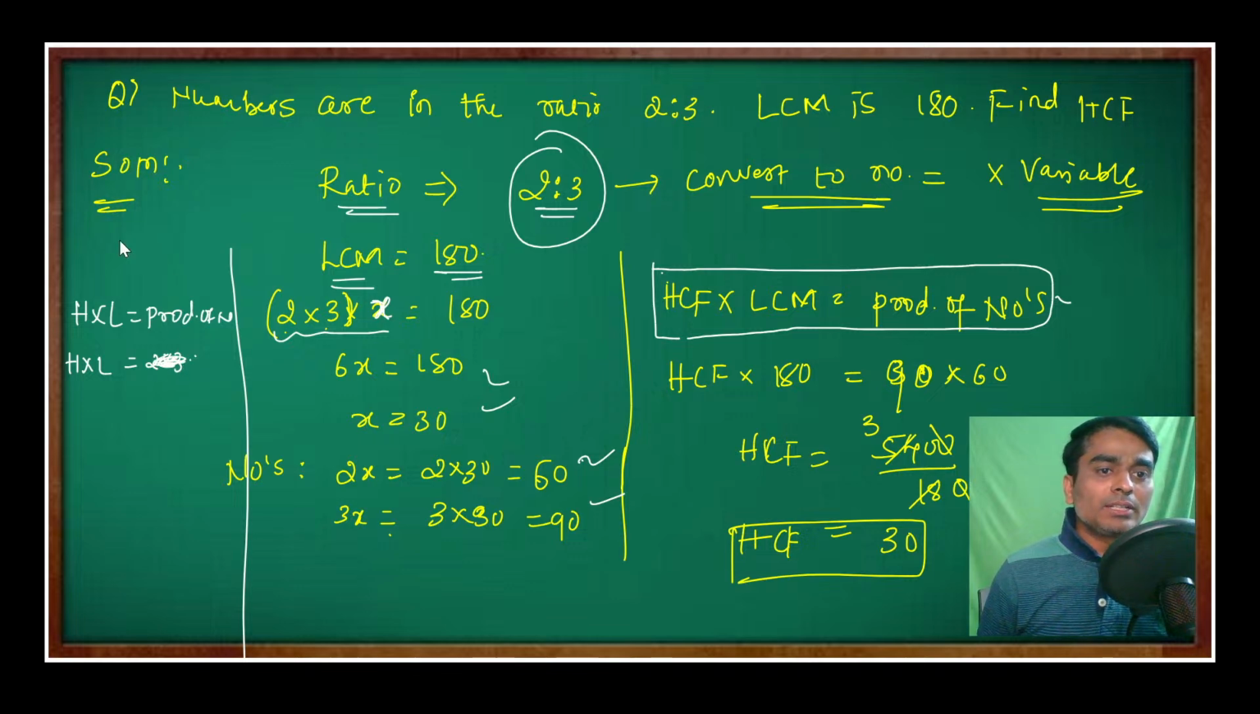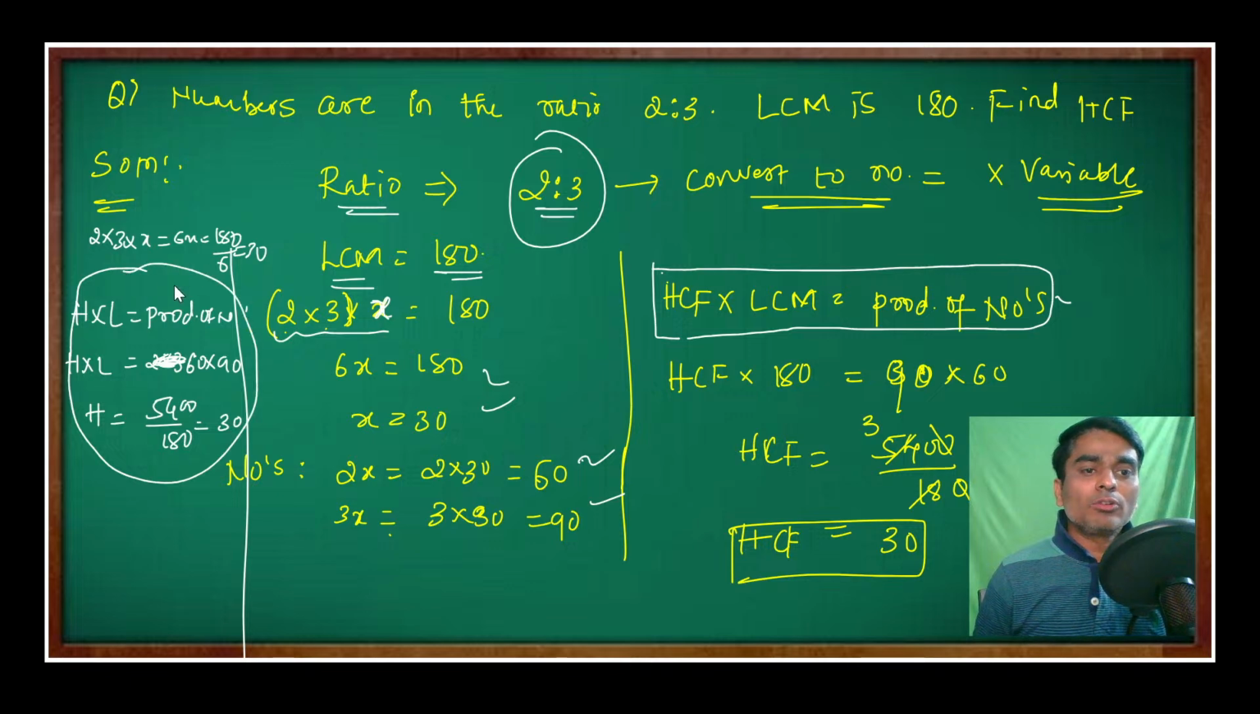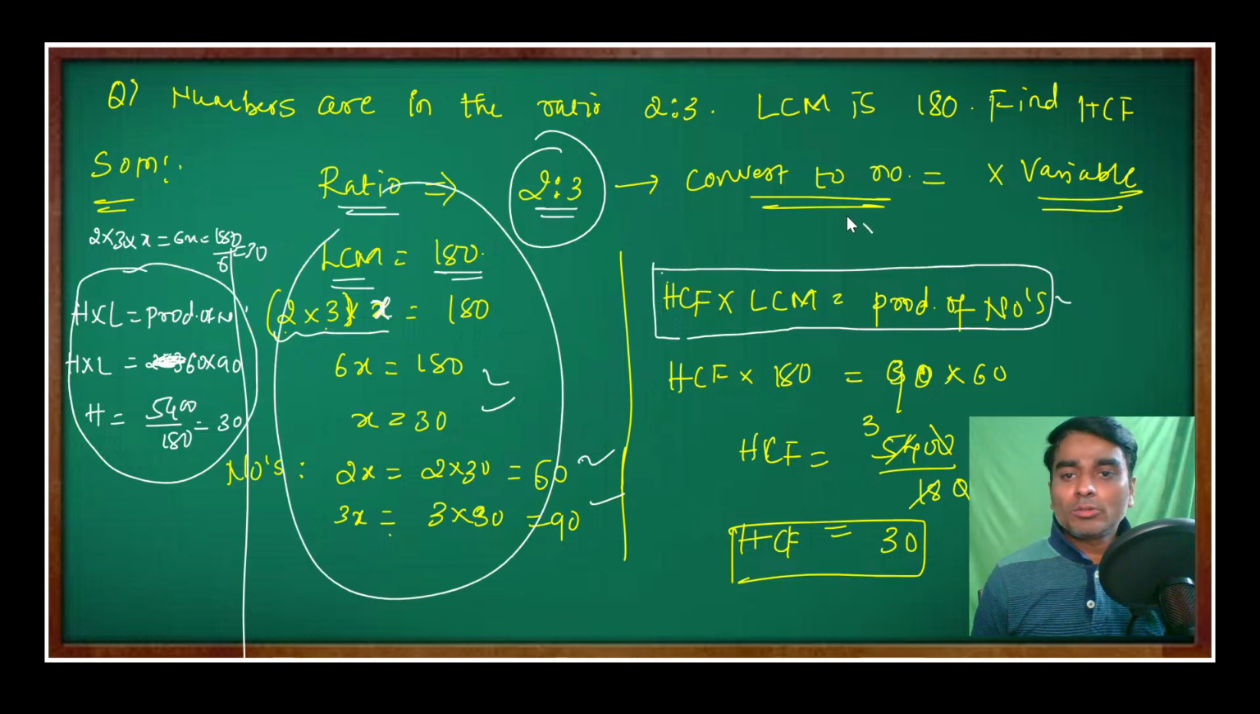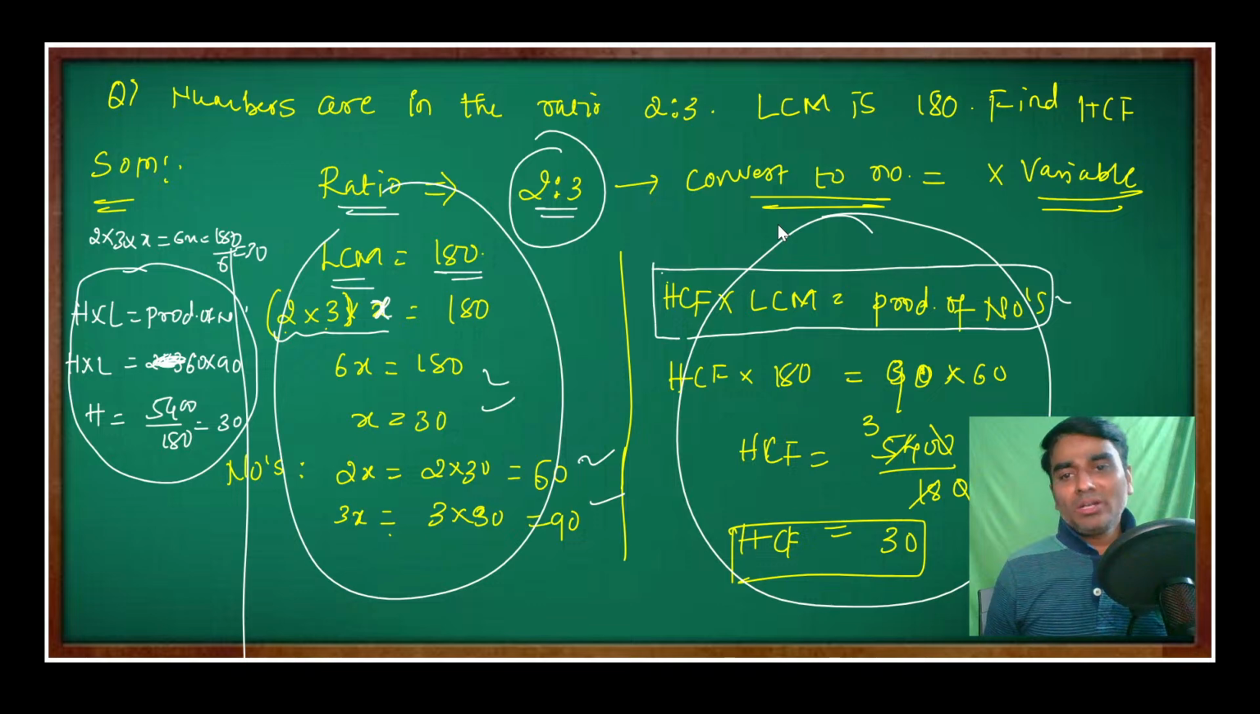not 2 into 3 into x, that you need to do as mind calculation. 2 into 3 into x will be 6x, 6x will be 180, 180 by 6 will be 30. This you should do as mind calculation, or quickly just write and get this. Now here the numbers 60 into 90, then directly you will write HCF equal to 5400 by 180, which is equal to 30. Simple. Look at the way of writing for 1 mark and the way of writing for 2 marks. This is what you need to learn, right?